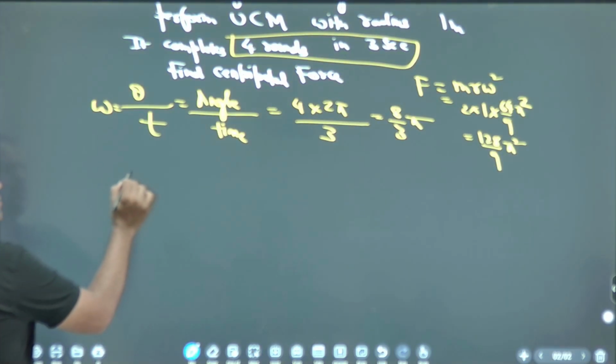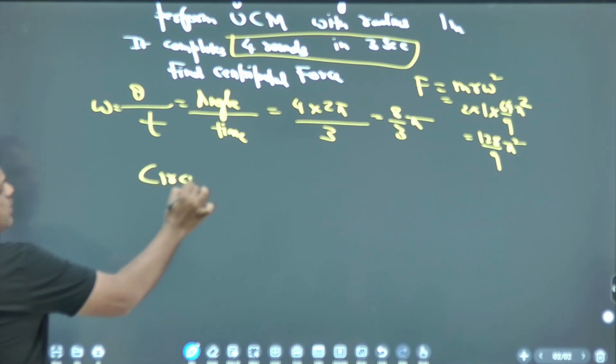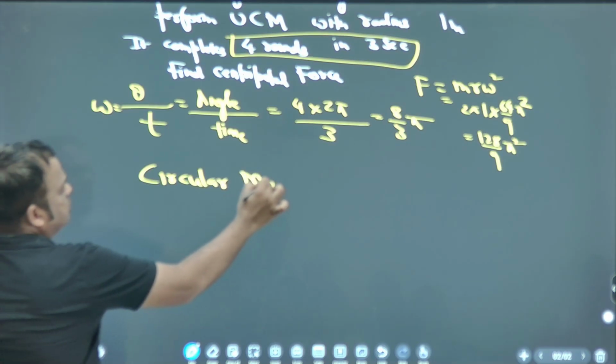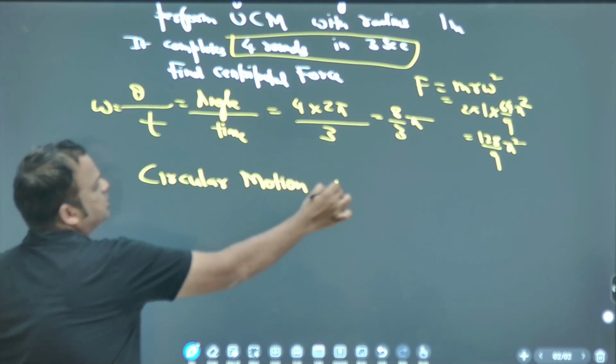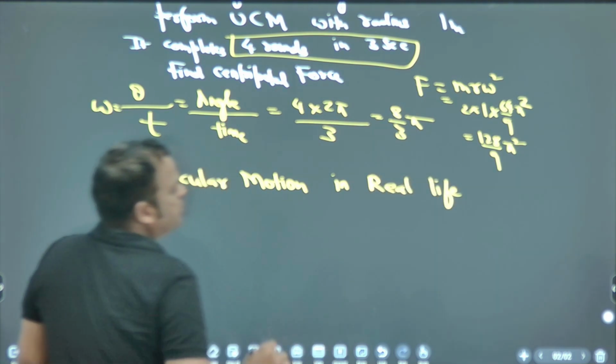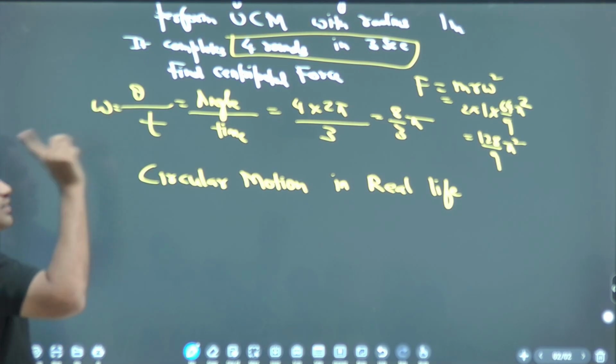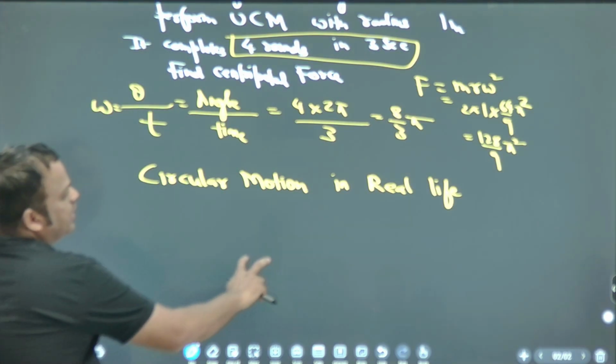Where do you see circular motion in our real life? Examples of circular motion in real life. So we have the best example, the fan, correct? When I say fan, it is rotation. So the fan is doing rotation.